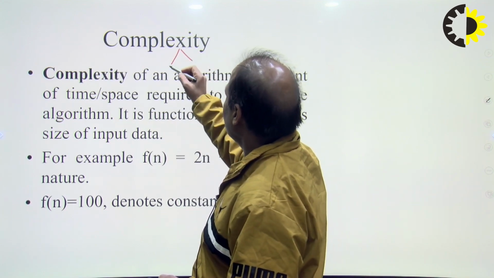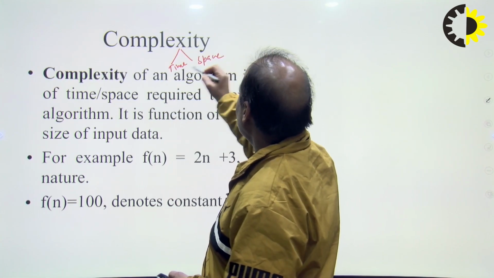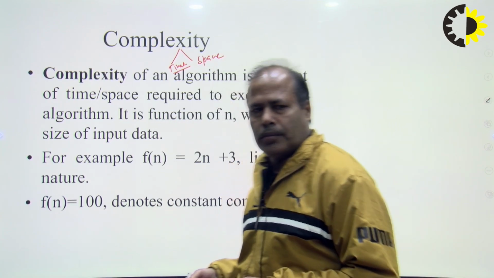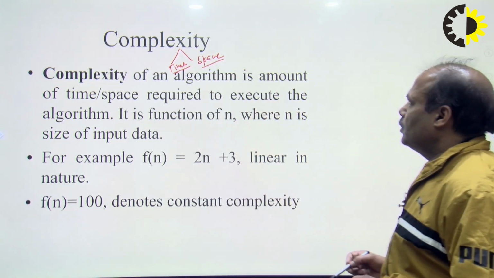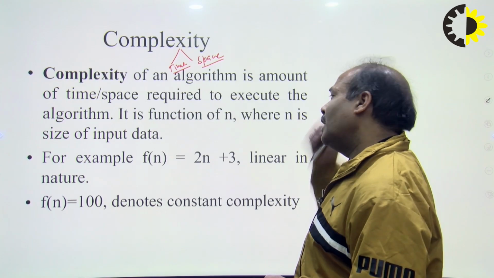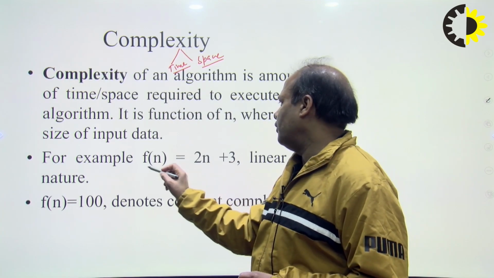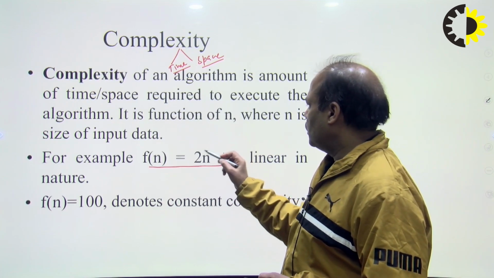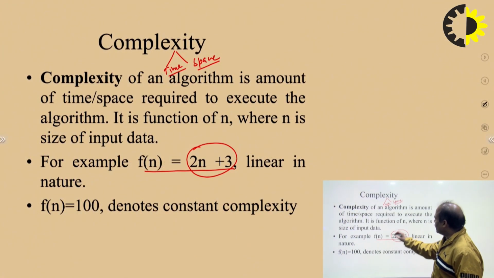In complexity, we will talk about two types: time and space. Time complexity means the amount of time required to execute the algorithm, and space complexity means the amount of space required to execute the algorithm. This is generally a function of n, where n is the size of the input. For example, if f(n) is 2n plus 3, this is linear in time, so we say the algorithm is running in linear time.